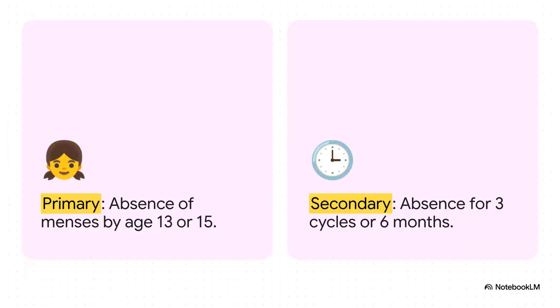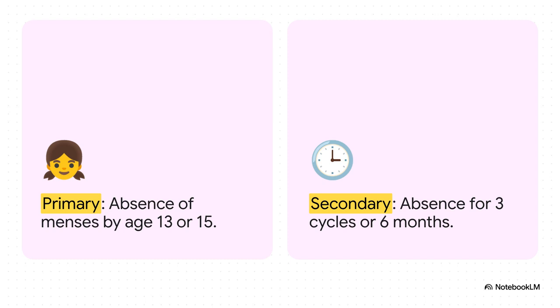Amenorrhea simply means the absence of menses, but medically speaking, we split this up into two distinct categories. Primary amenorrhea is when a patient has literally never menstruated. We define this as the absence of menses by age 13 if there's no normal growth or secondary sexual development, or by age 15 even if normal growth is present.